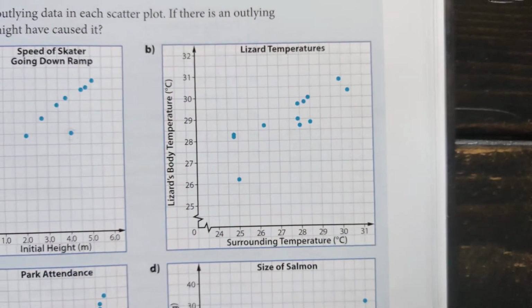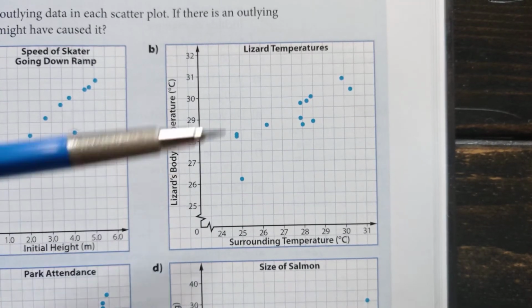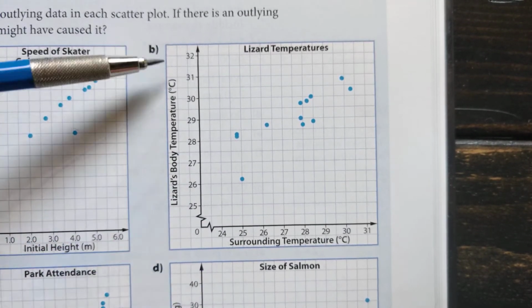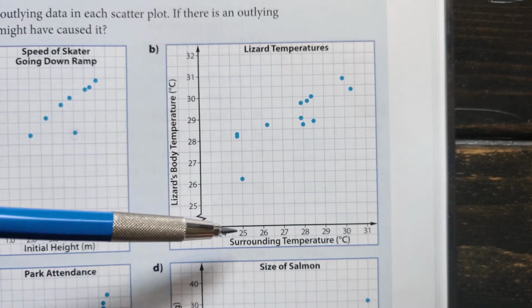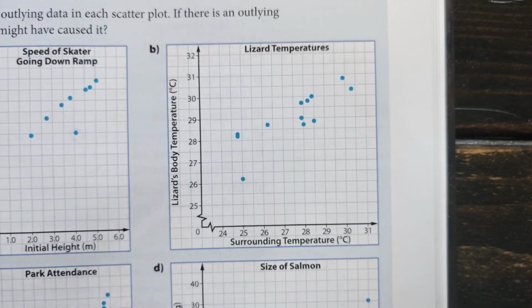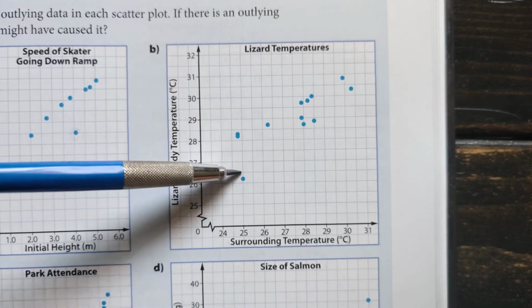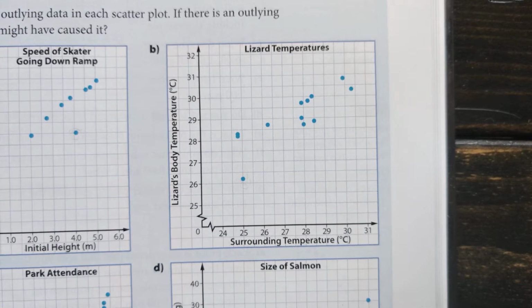In the case of these lizard temperatures, we have the surrounding temperature and then the lizard's body temperature. In general, as the surrounding temperature increases, the lizard's body temperature goes up. But here we have one that's kind of not matching with the rest. It seems to be lower in general. Maybe that lizard is sick. Maybe it just came out of the shade, and so it was in a cooler temperature area and then stepped out into the warmer area when it got picked up to be measured or something like that. That could be a possible cause.